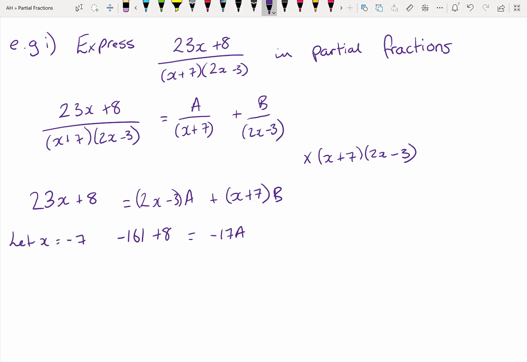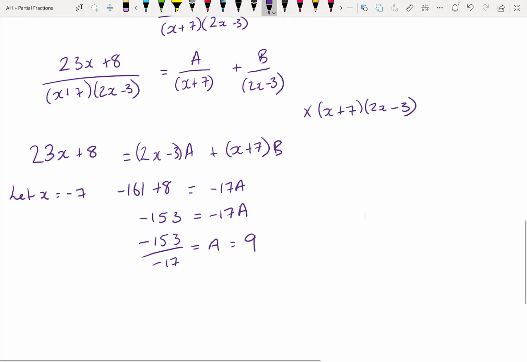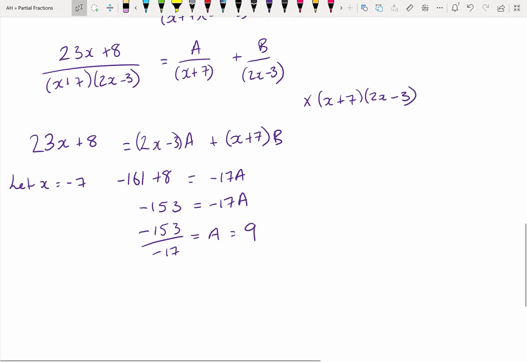And so minus 161 plus 8 is minus 153, which is equal to minus 17 lots of A. Minus 153 over minus 17 is equal to A, which is equal to 9. So it does work. There we go. And so we've got our first value. What we can do is, if we want to try and avoid putting in fractional things, now that I know one of the values, I can use that to help me.